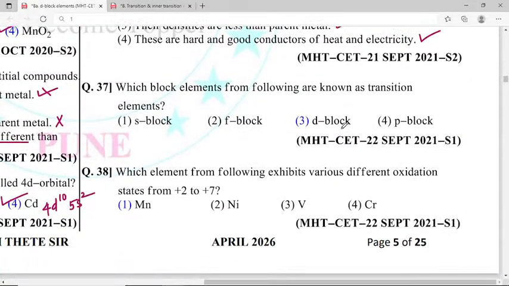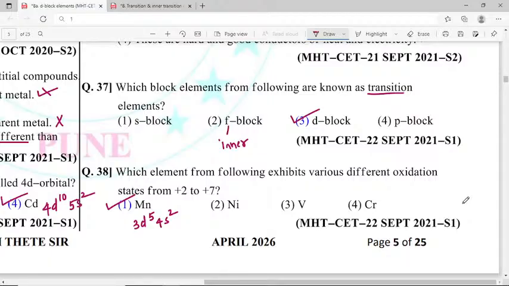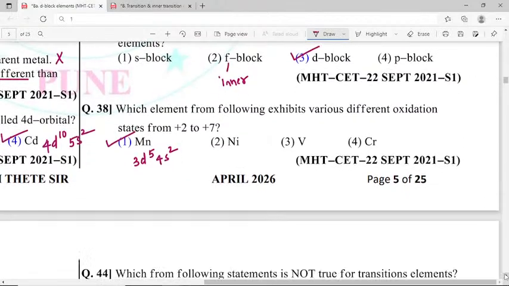Which block elements from the following are known as transition elements? Simple question. D block elements are called transition elements. F block are called inner transition elements. Which element from the following exhibits various different oxidation states, +2 to +7? Manganese. Why? Because of its 3d5 4s2 electronic configuration, +2 to +7. Manganese is the answer, Mn.